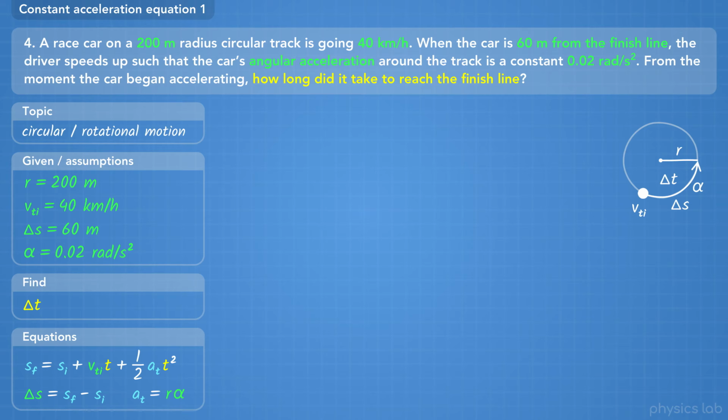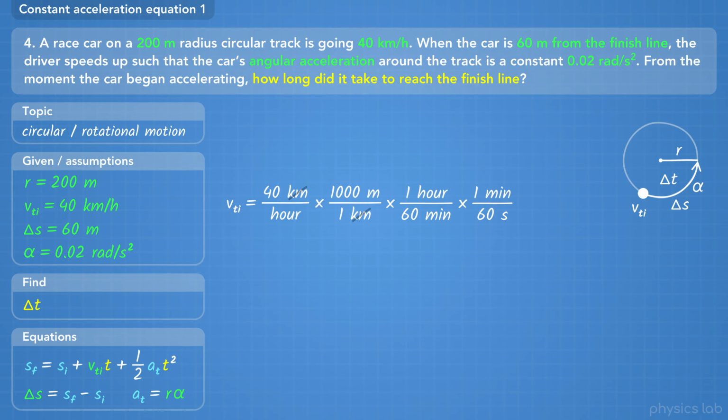So this one will be a little quicker to use. Alright, so before we begin, we'll want to convert the initial tangential velocity from kilometers per hour to meters per second. To do that, we can convert kilometers to meters by multiplying by the relationship of 1,000 meters per kilometer, and then cross out kilometers. Then we can convert from hours to seconds by multiplying by the relationships of 1 hour per 60 minutes and 1 minute per 60 seconds.